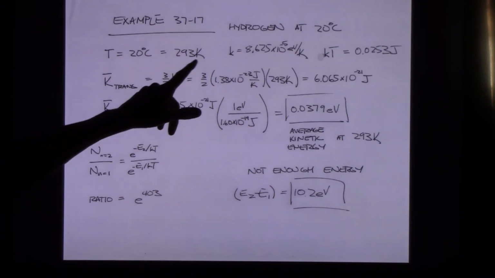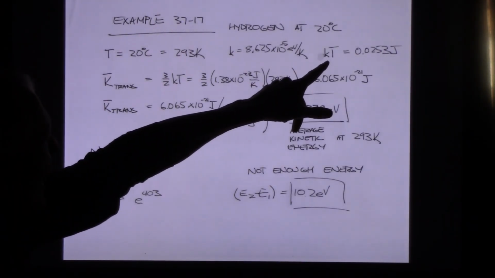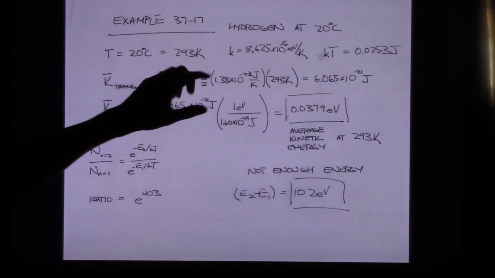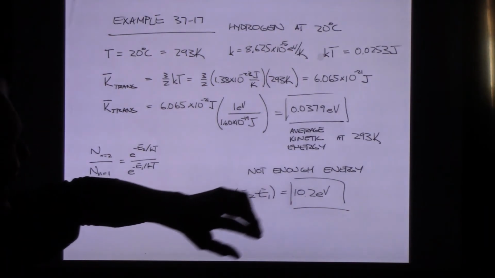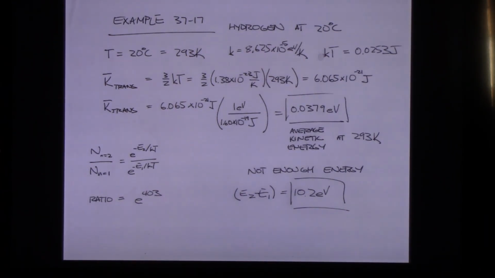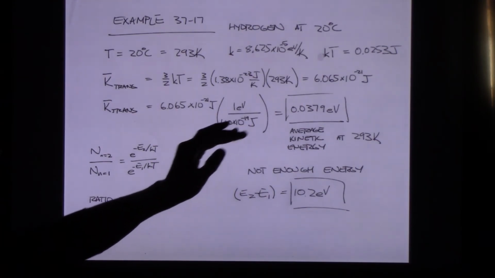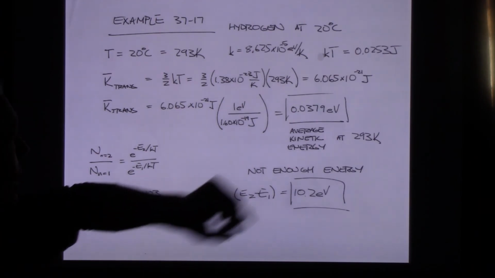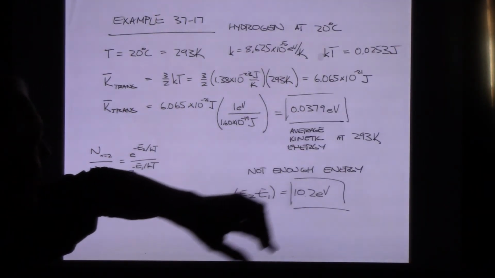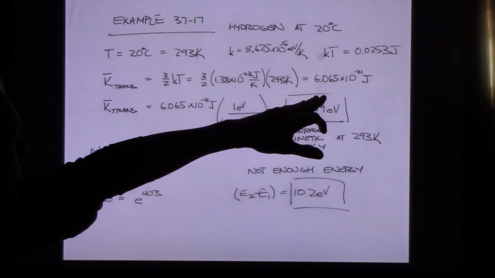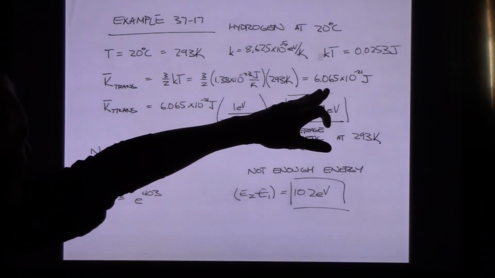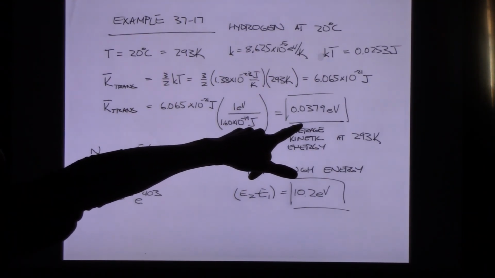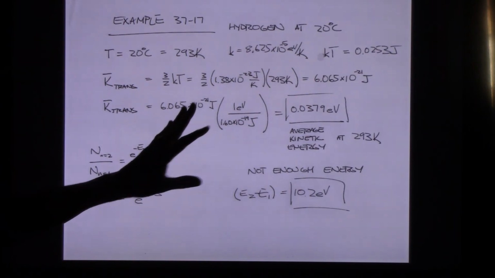Just as a reference, I calculated kT, not 3/2 kT, but just kT itself, in terms of the temperature and Boltzmann's constant. It turns out that kT, which needs to be in eV, is 0.0253 eV. All right, so this is the average energy of translation for a hydrogen atom.